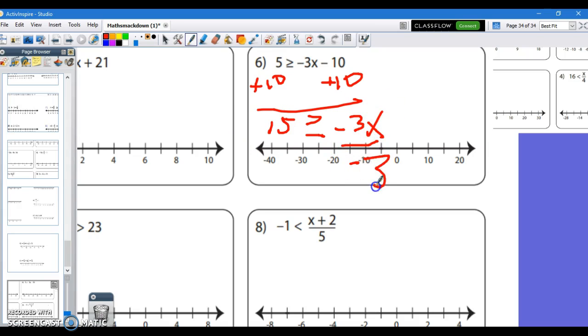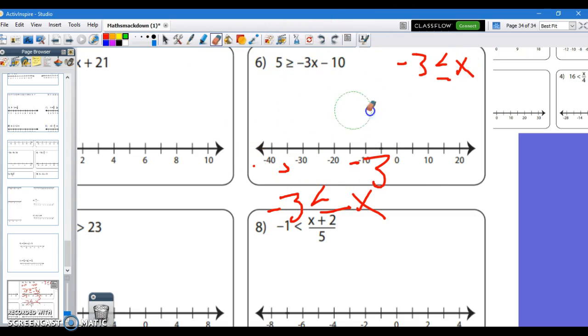And here's the reason why you're going to flip, because you are dividing by a negative number. I divided by a -3. 3 will go into 15 3 times. Flip that inequality sign. There it is. So really what you're looking at is -3 is less than or equal to x.